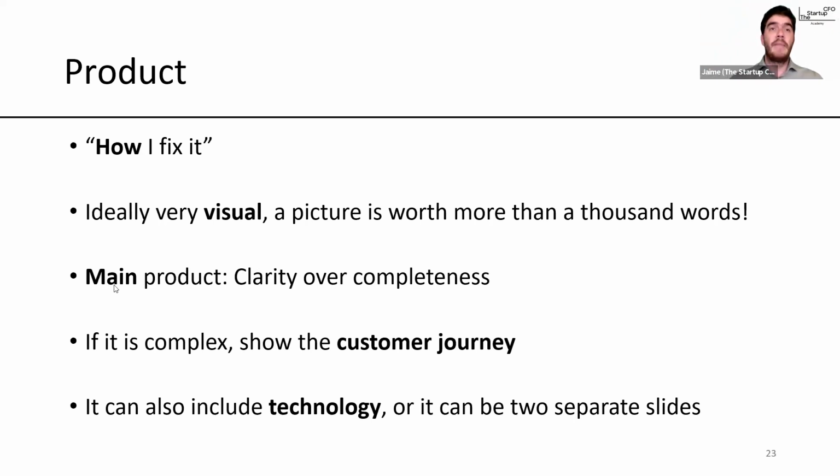Also, this is crucial. Main product: clarity over completeness. And we will mention this as well with the business model and the market.